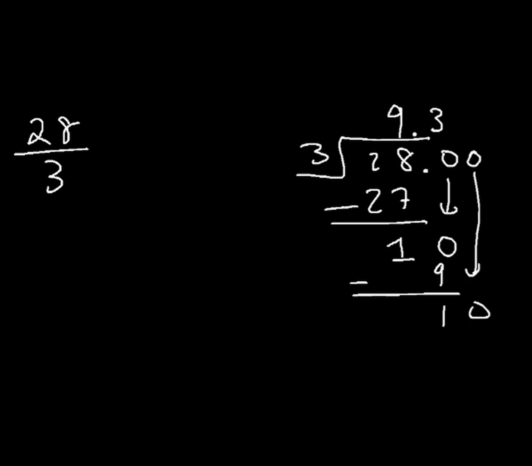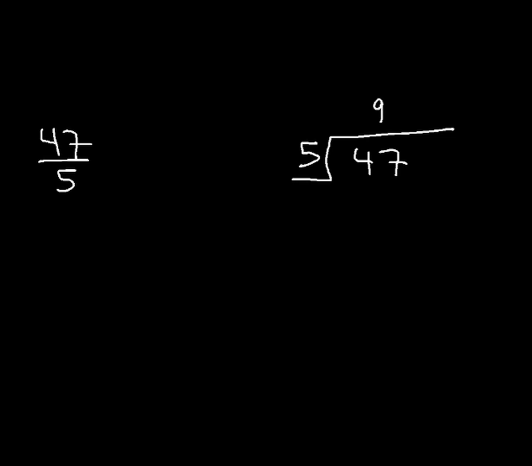Notice that this process will repeat. 3 times 3 is another 9. We're going to get 1, and therefore it's 9.33333 repeating. So what you could write is just 9.3 with a line on top, which means 9.3 repeating. You can round it to 9.33 if you want. It's up to you.